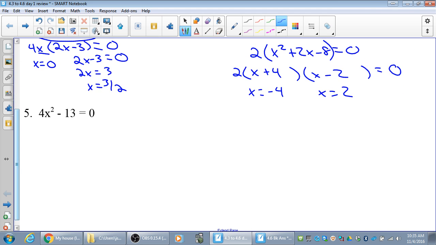4x squared doesn't mess it up. That's a perfect square. 13, naughty. It's making me do only one way. Plus 13, plus 13. 4x squared equals 13. X squared equals 13 over 4, right? Divide by 4.